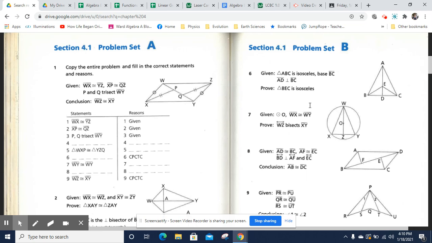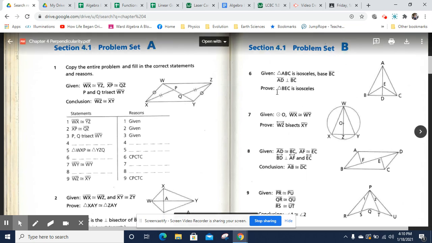If you take a look at number 6, we are told that ABC is isosceles, and the base is BC, and we're told that AD is perpendicular to BC. Okay, and so that tells us that these angles BDE and CDE are right angles, and that's helpful. What we're trying to figure out is BEC. Is that isosceles? That's what we have to prove. Now, what would be useful to do that would be either to prove the base angles are congruent or the two sides are congruent. But we don't have enough information.